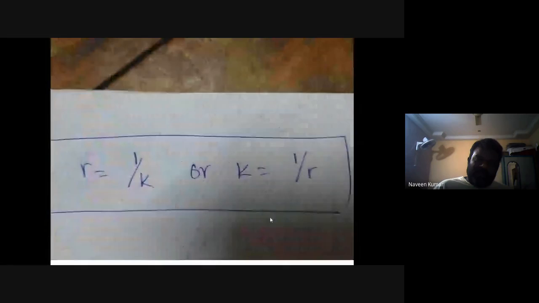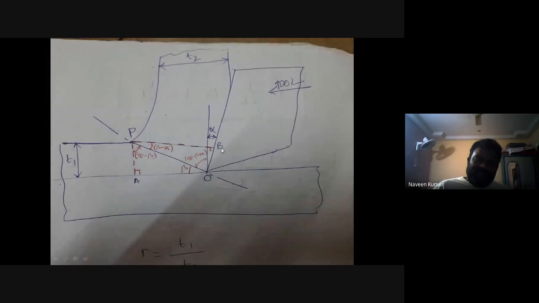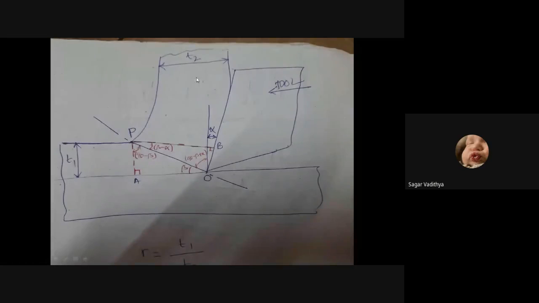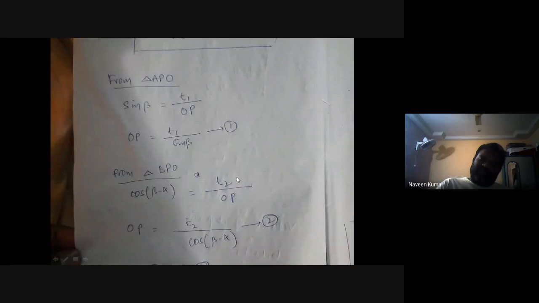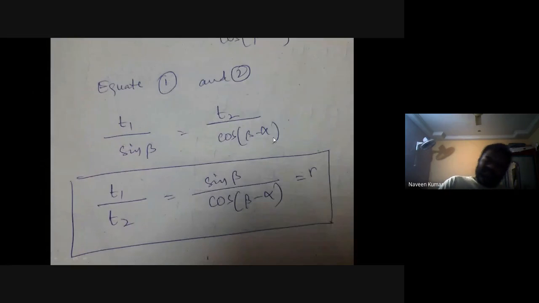From triangle BPO, look at the diagram. Cos beta minus alpha. What is cos beta minus alpha? It is PB by OP, and PB is T2. Cos beta minus alpha is equal to T2 by OP. Send this OP to this side, then OP becomes T2 by cos beta minus alpha. Take this equation as 2. So OP has this equation and this equation. Equate 1 and 2. Then it becomes T1 by sin beta is equal to T2 by cos beta minus alpha.